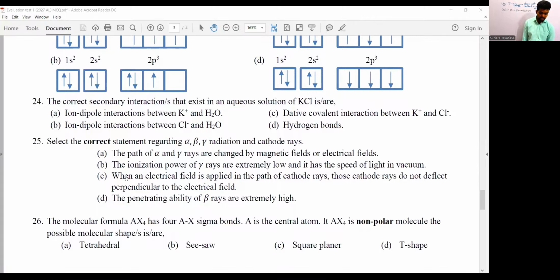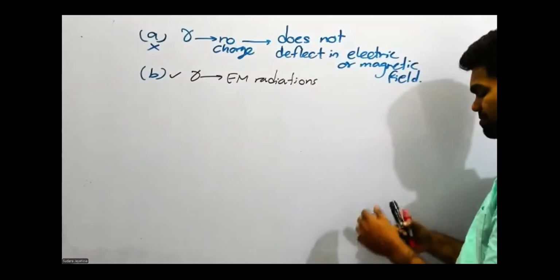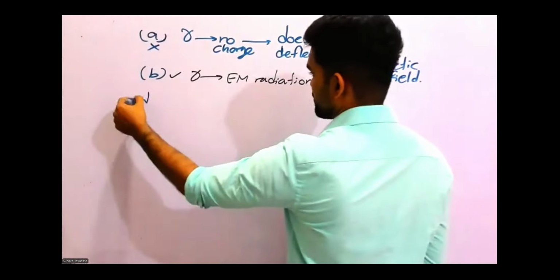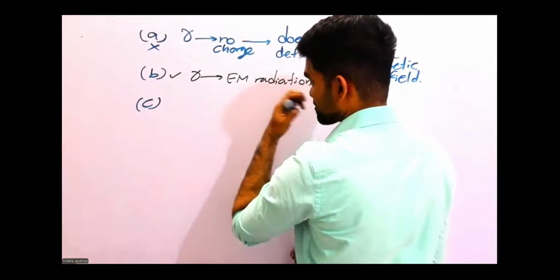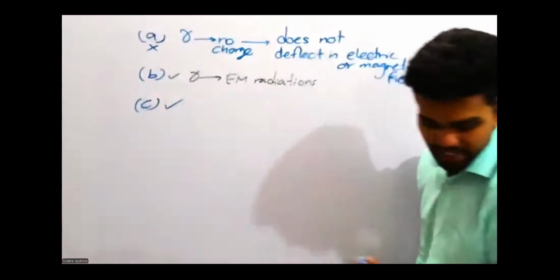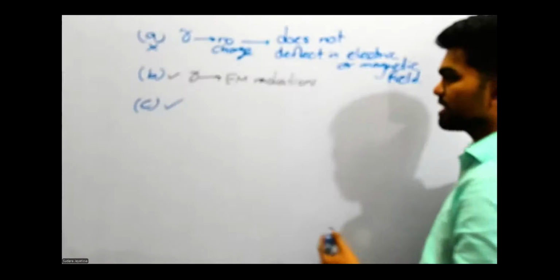Then look at the third one. When an electrical field is applied on the path of cathode rays, those cathode rays do not deflect perpendicular to the electrical field. Cathode rays are charged, so they will deflect in the electrical field, but that deflection is not happening perpendicular to the field. Let me explain that one, because some of you might have taken this as wrong. This statement, that they do not deflect perpendicular, is correct.